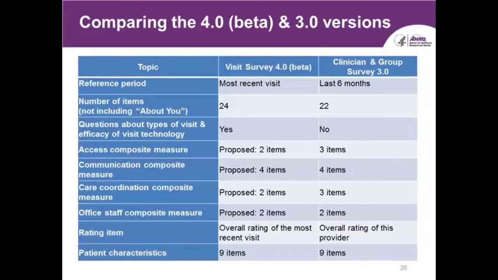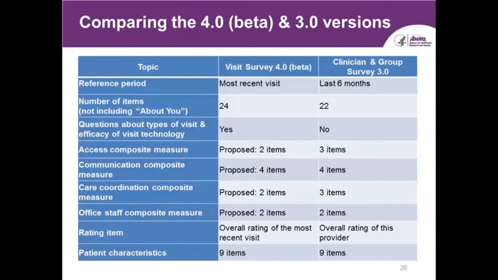While the composites or the topics that are covered are the same for both surveys, the approach to each is a little bit different. As you could imagine, if you were asking just about the most recent visit, the things you could ask about and the ways you would want to ask those would be slightly different than if you were asking about experience over a longer period of time, 6 months. So while the topics covered are the same, the number of questions or items differs slightly between the visit survey and the 3.0 version of the survey.